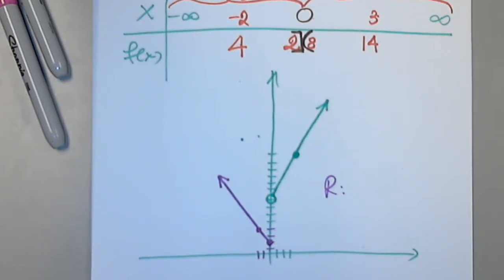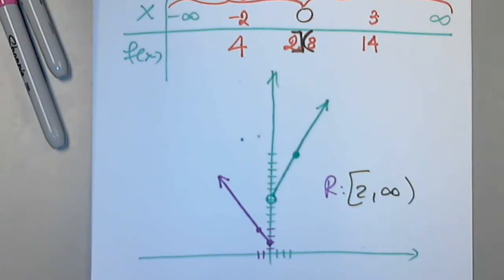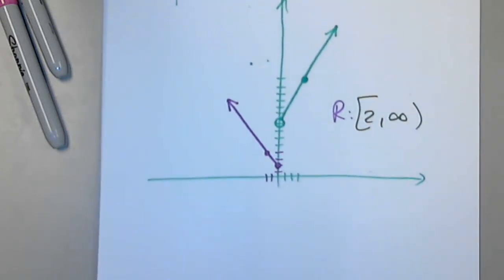Range would have to be 2 to bracket 2 to infinity. You all agree with 2 to infinity? Any questions? Any questions? Okay, last item for today.